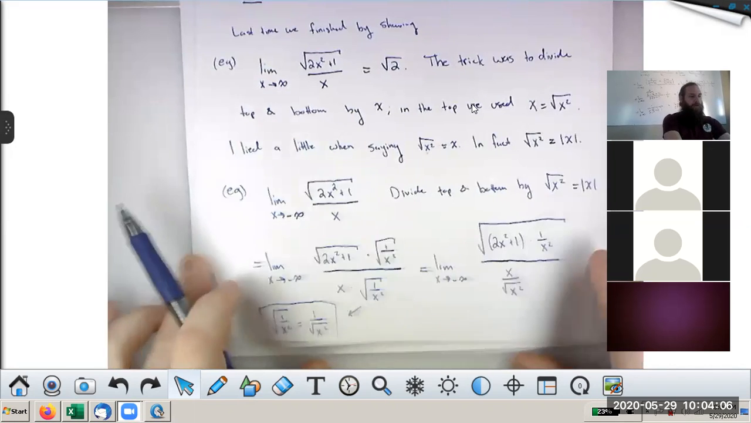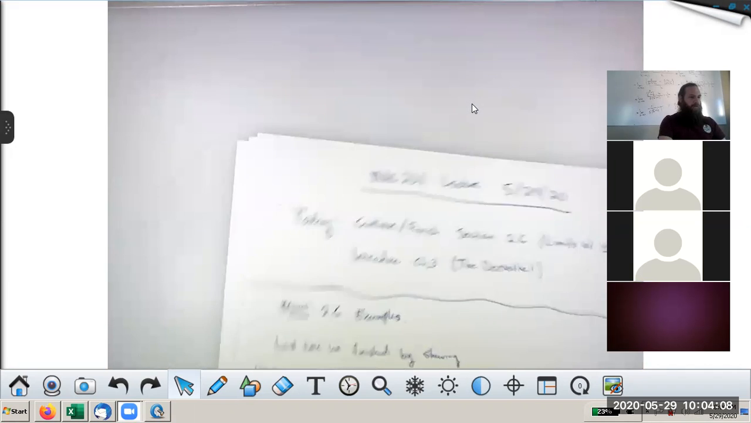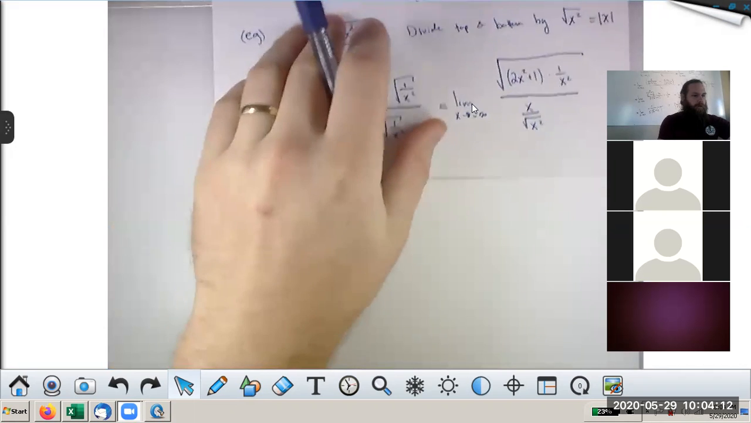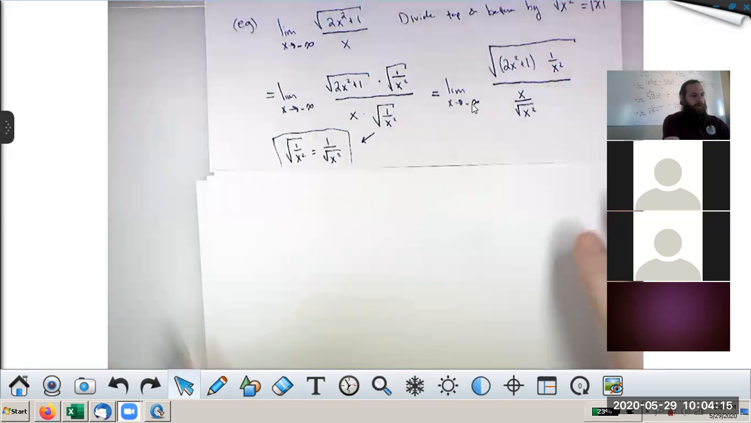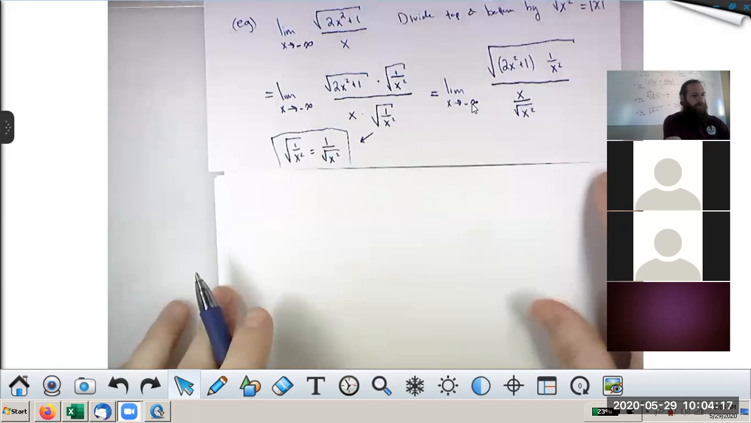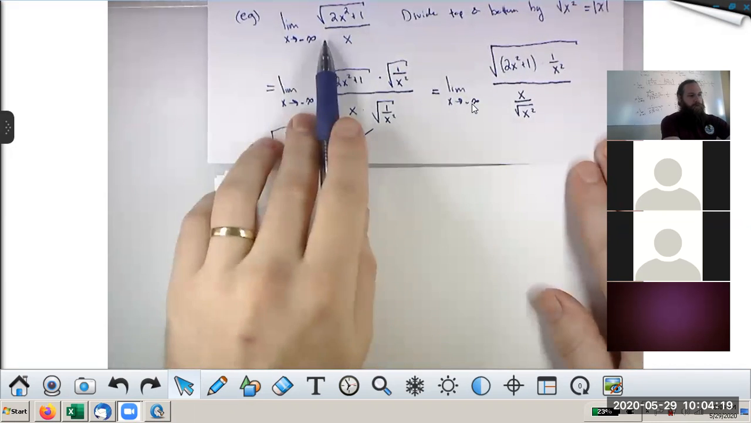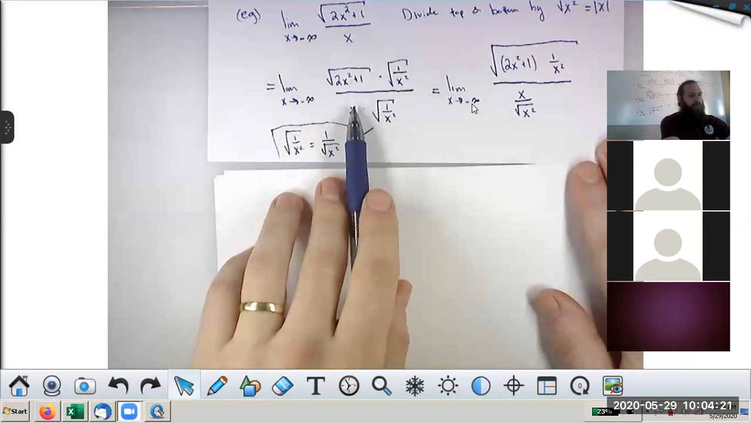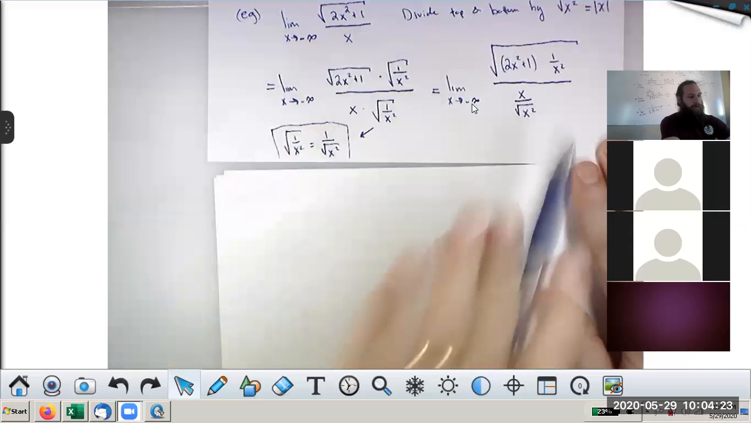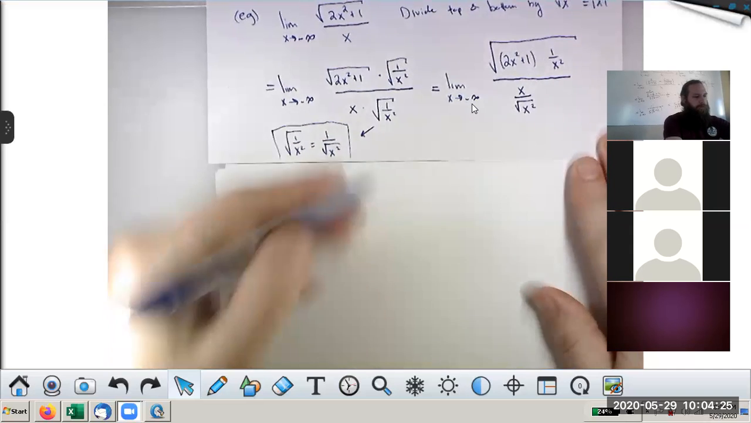I'm going to adjust the paper a little bit. I'll keep this here. Okay. So here's the original problem. Here's our first step. Here's our second step. And down here will be our third step.